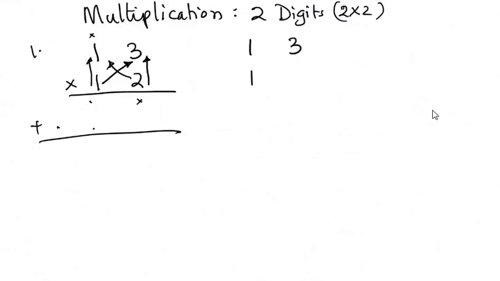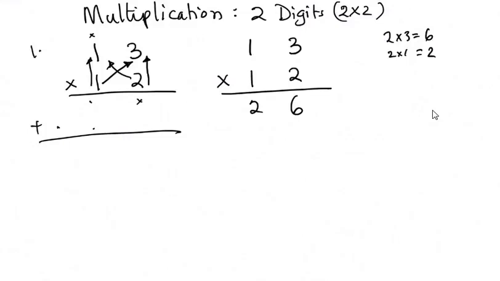13 multiplied by 12. So we have the multiplication. The first step is 2 will multiply 3. So we have 2 times 3. This will give us 6. And then 2 will multiply 1, and that will give us 2.